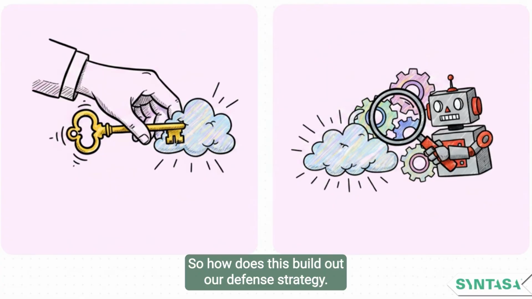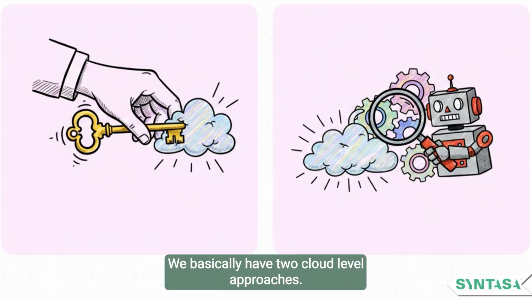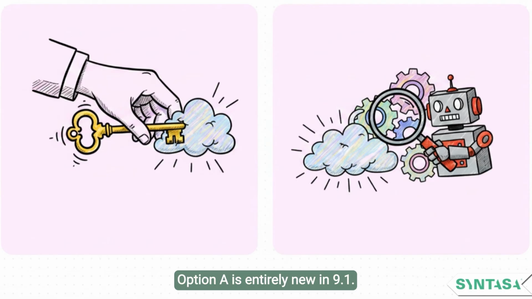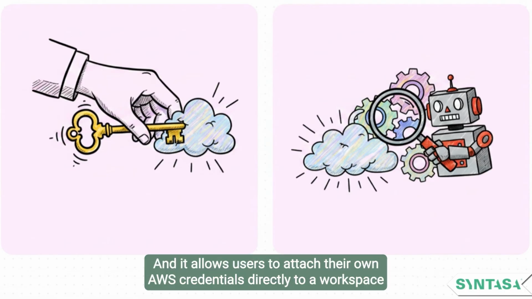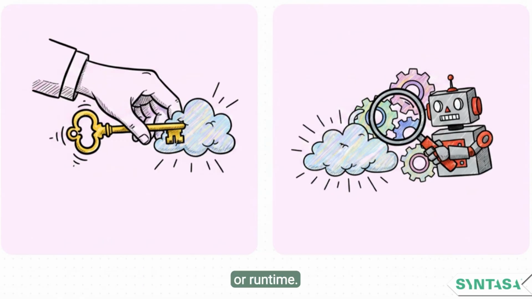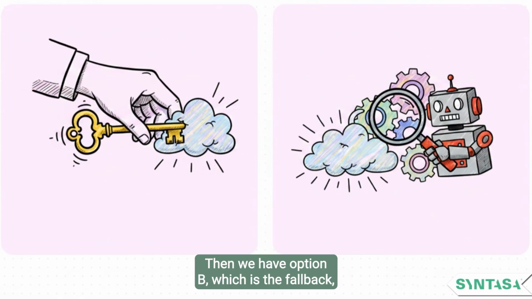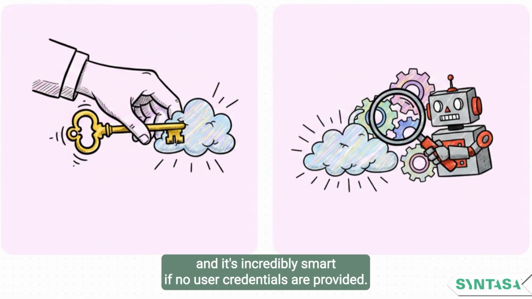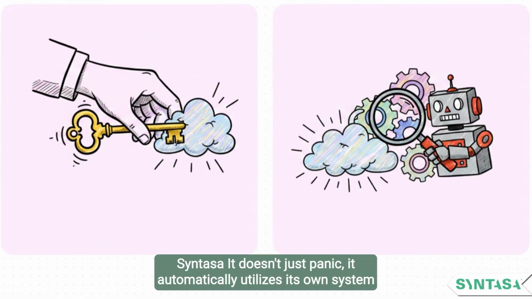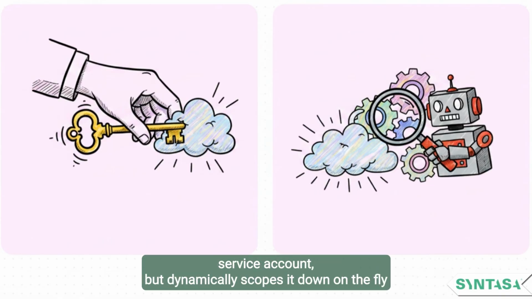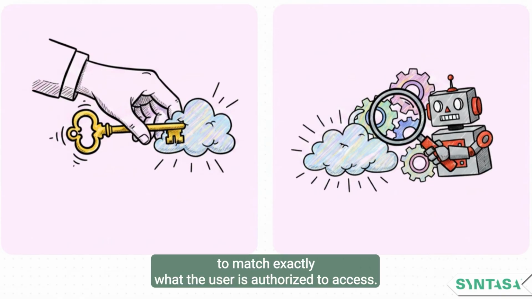So, how does this build out our defense strategy? We basically have 2 cloud-level approaches. Option A is entirely new in 9.1, and it allows users to attach their own AWS credentials directly to a workspace or runtime. When you do this, Syntasa just uses those credentials for all cloud interactions. Then we have option B, which is the fallback, and it's incredibly smart. If no user credentials are provided, Syntasa doesn't just panic. It automatically utilizes its own system service account, but dynamically scopes it down on the fly to match exactly what the user is authorized to access.